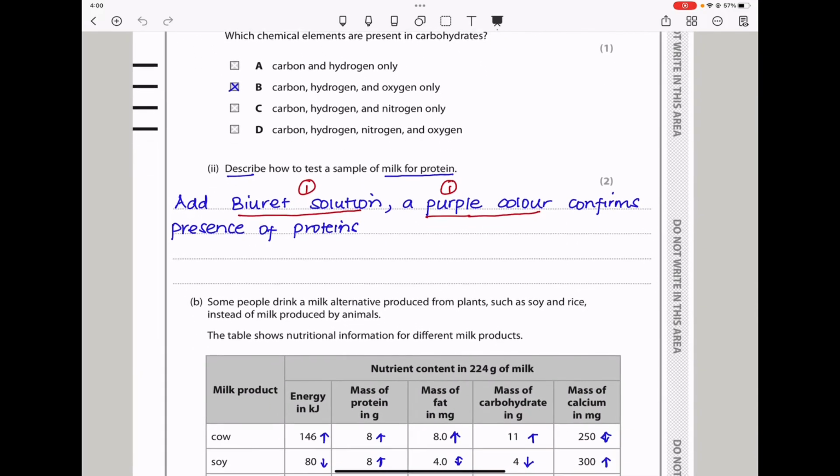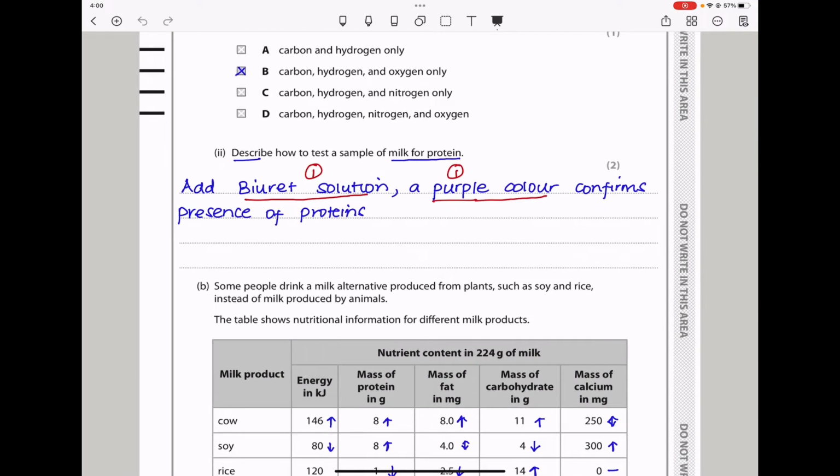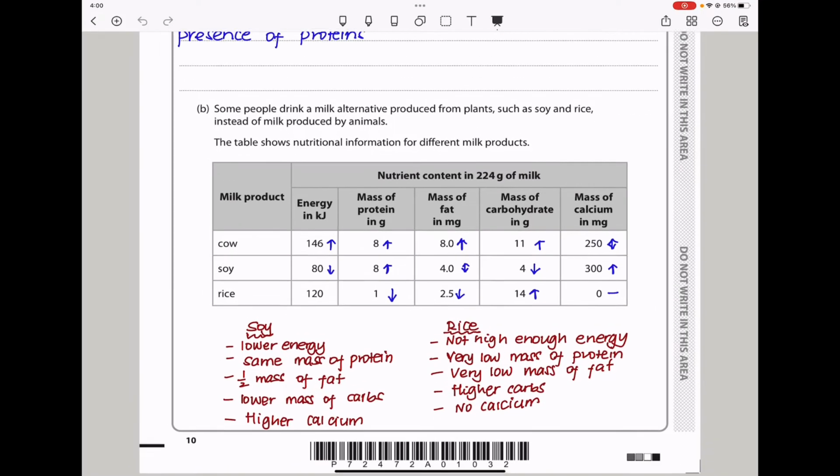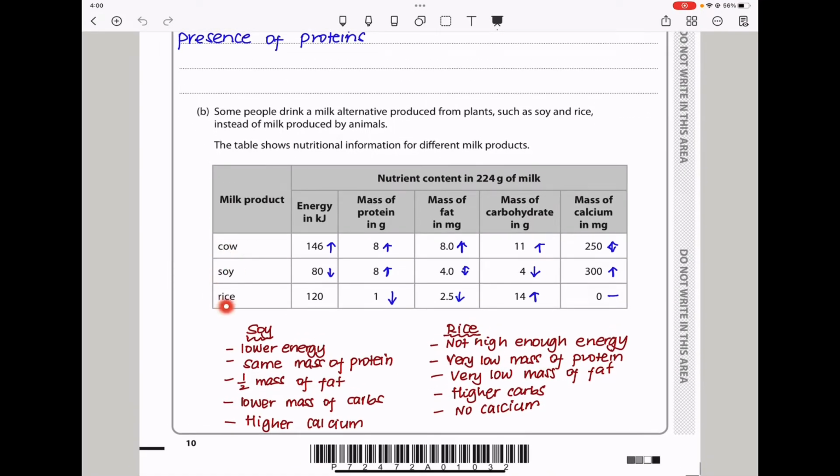Down here they say, describe how to test a sample of milk for protein. To test for protein, you're going to use biuret solution, and if you observe a purple color, then that confirms presence of a protein. Down here they say, some people drink a milk alternative produced from plants, such as soy and rice, instead of milk produced by animals. The table shows nutritional information for different milk products. So here we see the products from cows, soy, as well as rice.